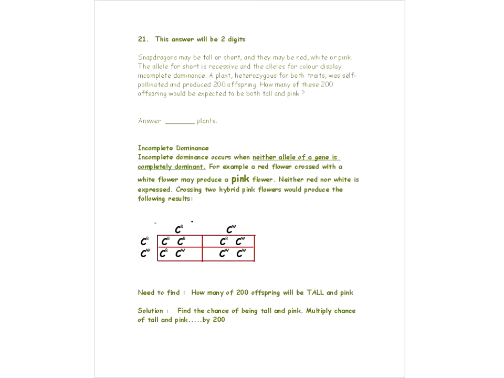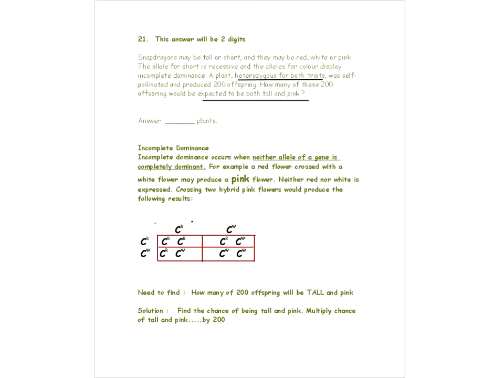Okay, so there are some important things we need to take note of here. The plant is heterozygous for both traits, so both color and height. And we're looking at how many of the 200 are going to be both tall and pink. We know first of all that we're looking at incomplete dominance as far as the color goes, because the color can be red, white, or pink, and pink is in between red and white.